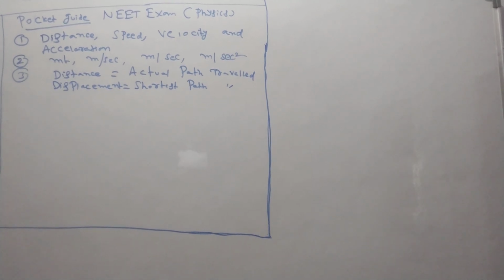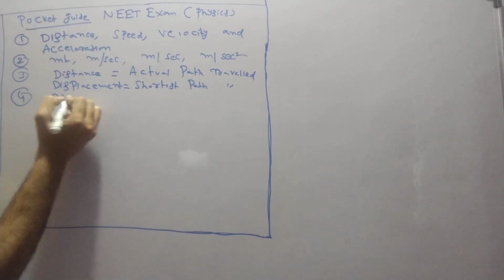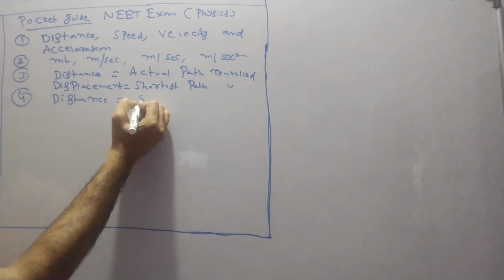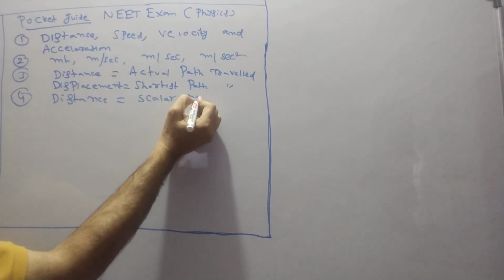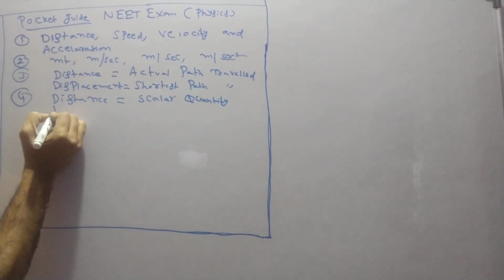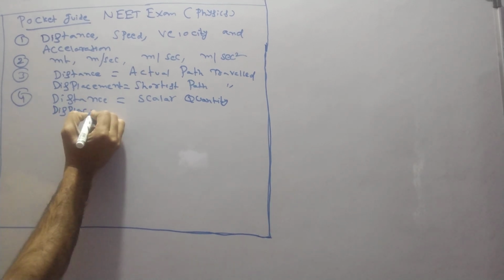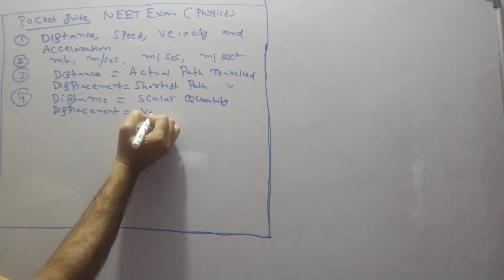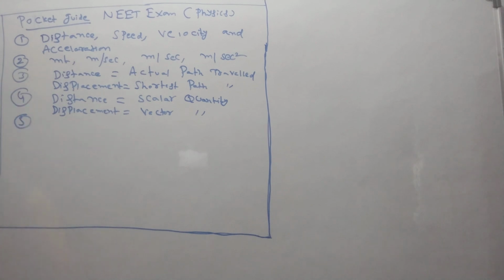Next one is fourth point. Distance is a scalar quantity, right? Displacement is vector. So you know already what is scalar and vector. Scalar has only magnitude, whereas vector has magnitude and direction.